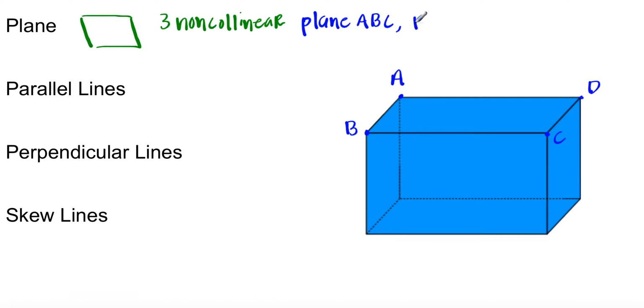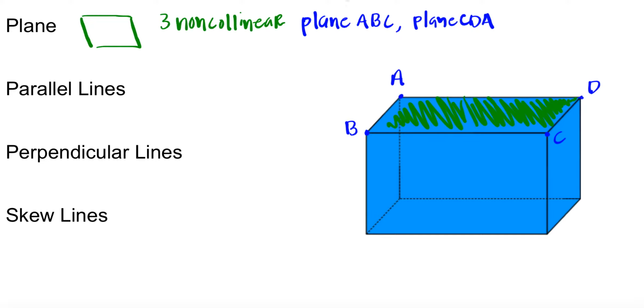But I could also name it plane CDA. Any combination of those letters would work. It doesn't have to be the ABC. It's still naming the same plane. It's still naming this plane. That's the top of this box. I'm kind of shading it in with the green here. And as you can see, we have a top plane and a bottom plane, a front and a back, and a left and a right. So that's actually 1, 2, 3, 4, 5, 6 planes.